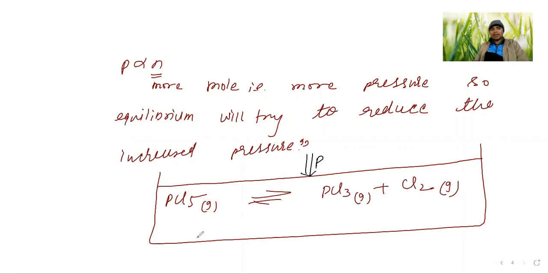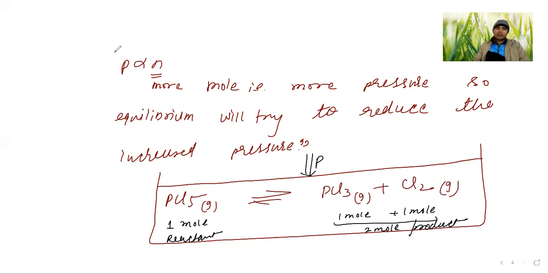So I am asking, here you see 1 mole. Here, how many moles of product? 1 mole plus 1 mole, so the product side has 2 moles. And here is 1 mole of reactant. So which side will have more pressure? According to P proportional to n, is the product side pressure more or the reactant side pressure more?